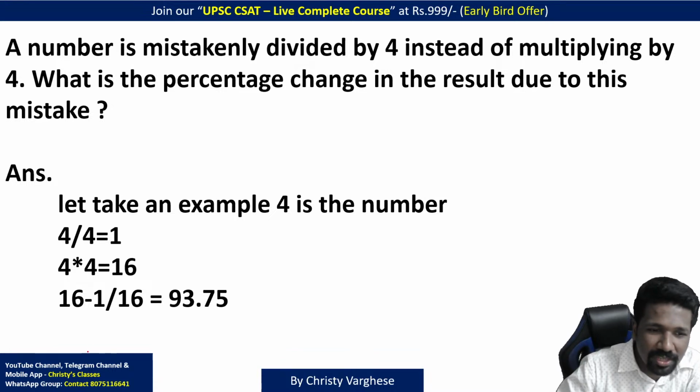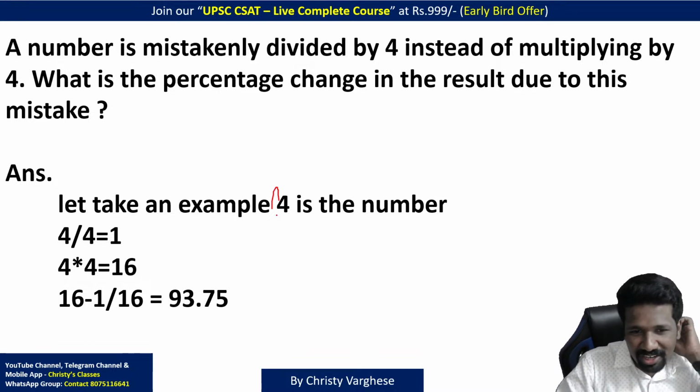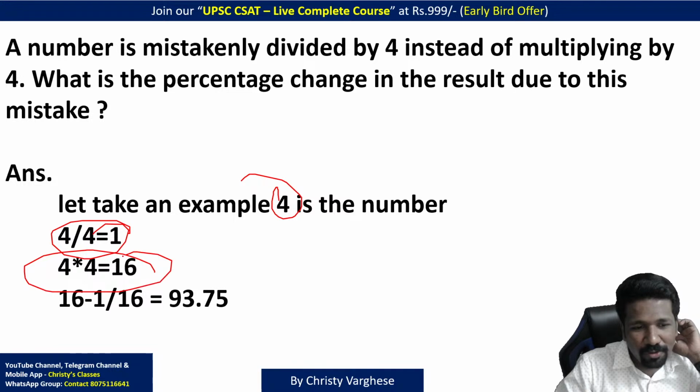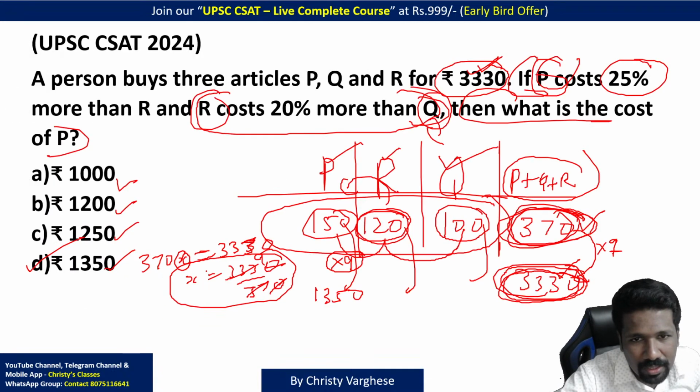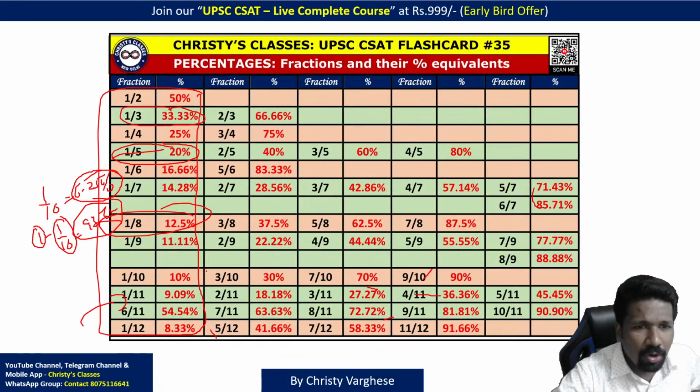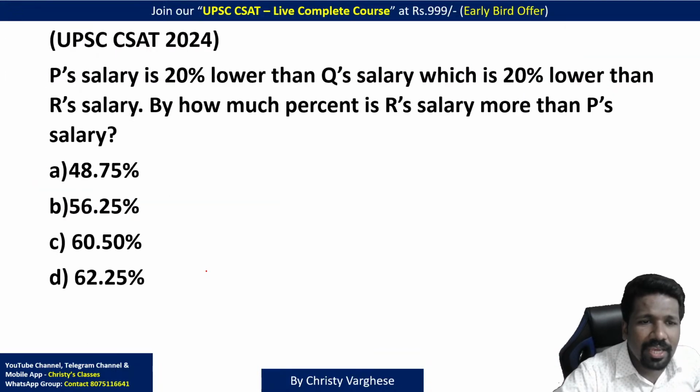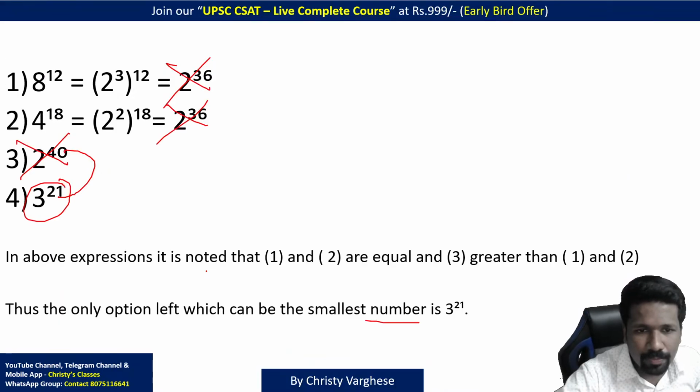But if you know this idea, only this much is needed. Take 4 by 4, 1, 4 into 4, 16. So 16 minus 1 by 16, 93.75. Super easy. Okay, so I hope you got an idea how to use the taking example method also.